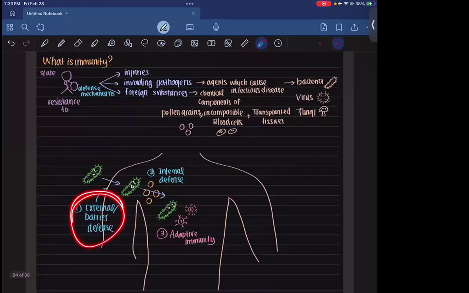First of all, you will have external barrier defense. If the bacteria, if the pathogen surpasses it, then it will encounter internal defense.